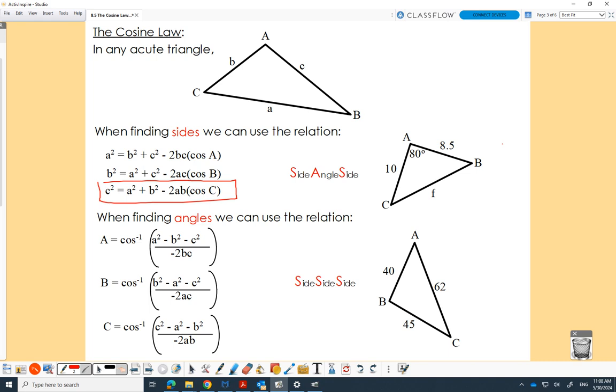I'll prove it, if time permits, at the end. I'll prove that these things are true. Now, these look like they're big and scary, but they're not. They're just rearranged versions of this. Yes? These are the same as those. They've just been rearranged to get the angle.